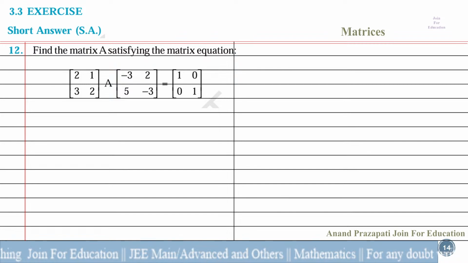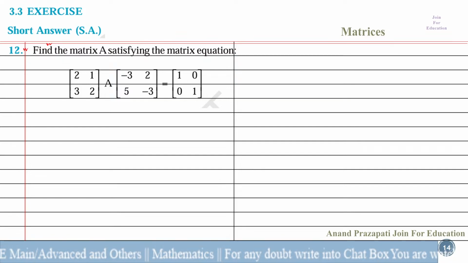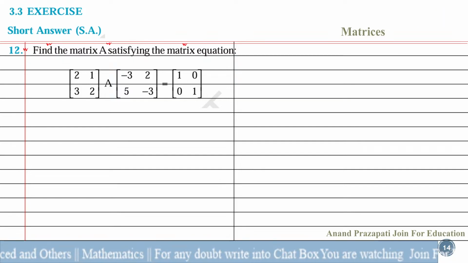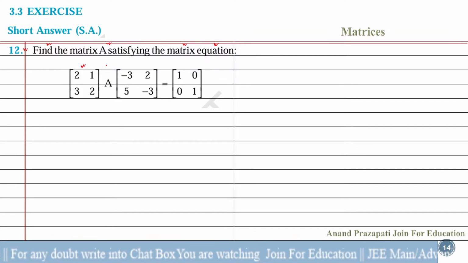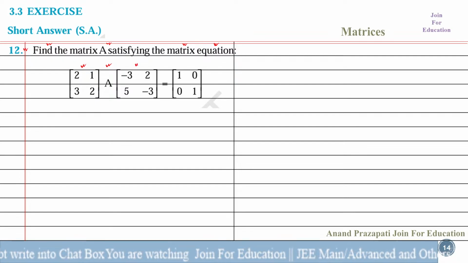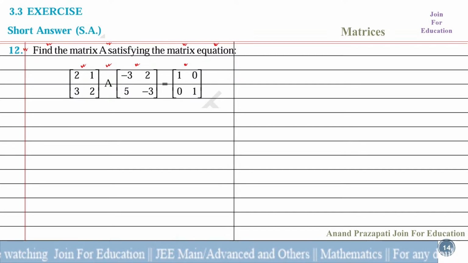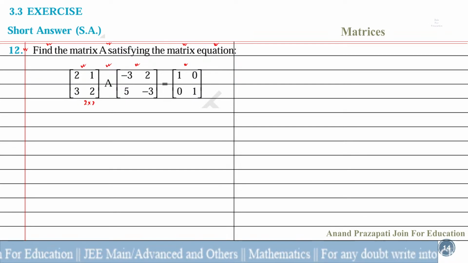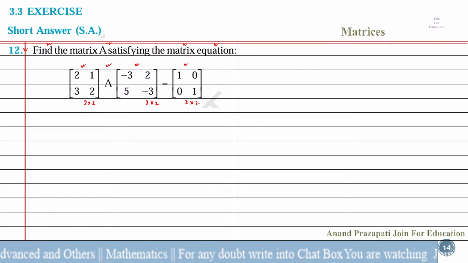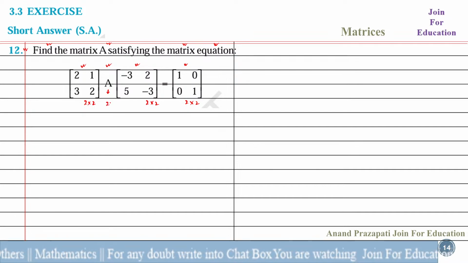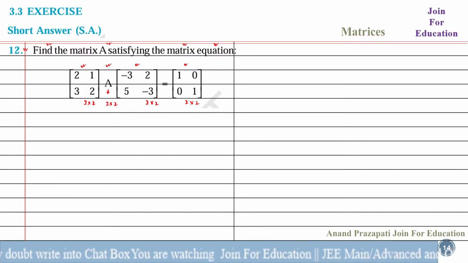Let's see question number 12. This question asks us to find the matrix A satisfying the matrix equation. This is the first matrix, this is the second matrix, into this is the third matrix, equal to this identity matrix. The order of this one is 2 by 2, the order of this one is 2 by 2, and the order of this one is 2 by 2. Therefore the order of this one will also be 2 by 2. So let's see the solution of this question.